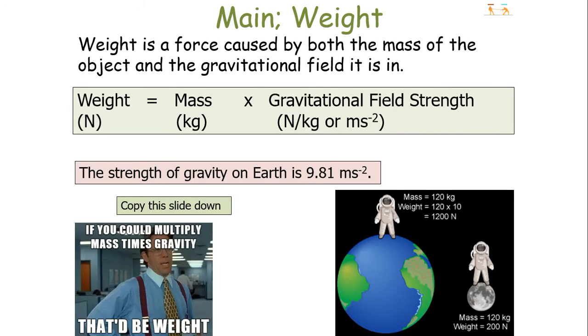So let's just clarify what we've learned. Weight in newtons is equal to mass in kilograms times gravitational field strength in newtons per kilogram or metres per second squared, and the strength of gravity on Earth is 9.81 metres per second squared.